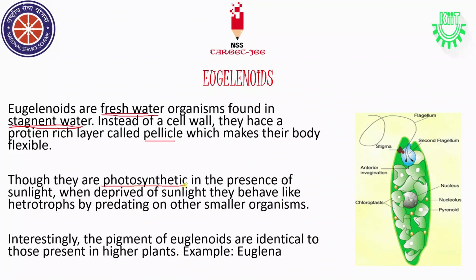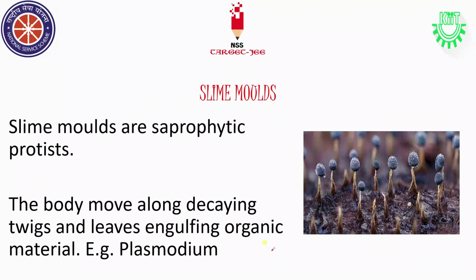Though they are photosynthetic in the presence of sunlight, when they are deprived of sunlight, they behave like heterotrophs and feed on other smaller organisms. Interestingly, the pigments found in euglenoids are identical to those present in higher plants. What is an example of euglenoids? Euglena.